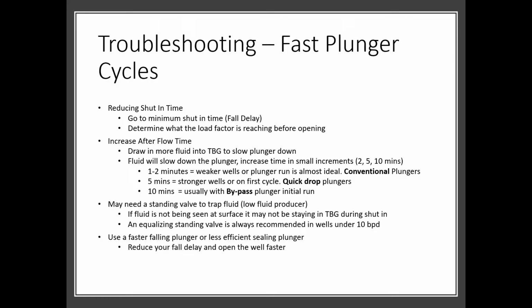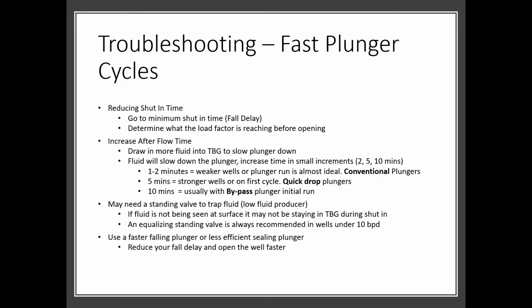Fast cycles are typically the opposite. Start with reducing your shut-in time for less load factor and lift pressure. Try to go to bare minimum if possible. Make sure the plunger is reaching the bumper spring though, because we want to make sure we have a fluid load on top of it. Increase your afterflow time and draw the fluid into the tubing on each run.